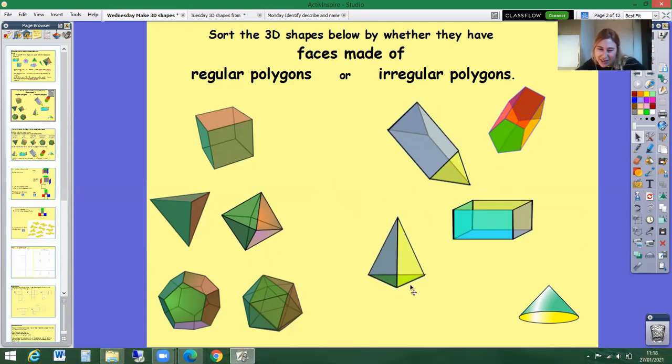This one, it looks like it could be an equilateral triangle on the bottom, perhaps, but these triangular faces on the side meeting at the apex, they look like isosceles triangles to me, so they are irregular.